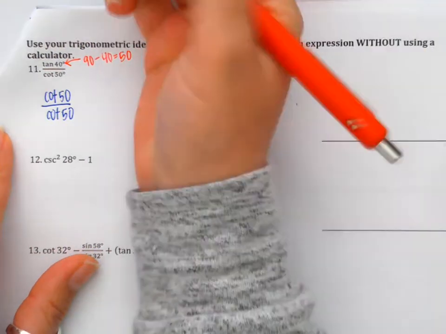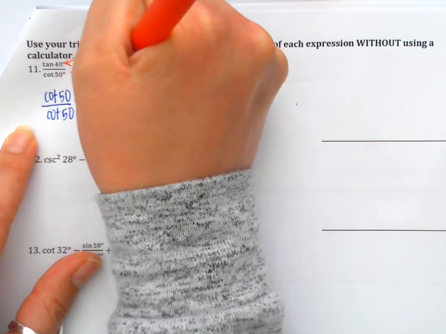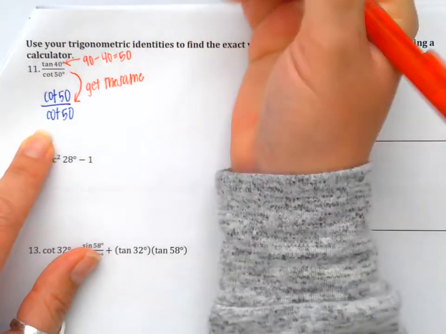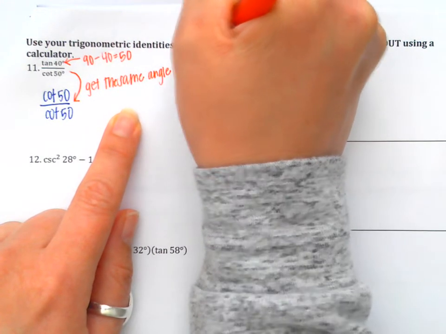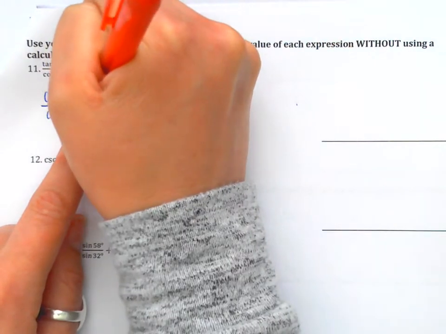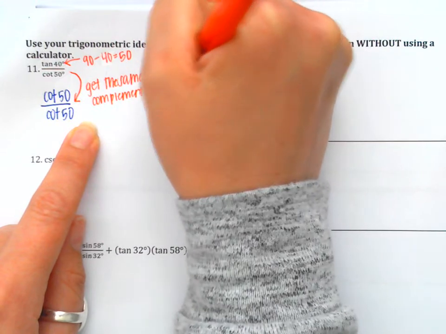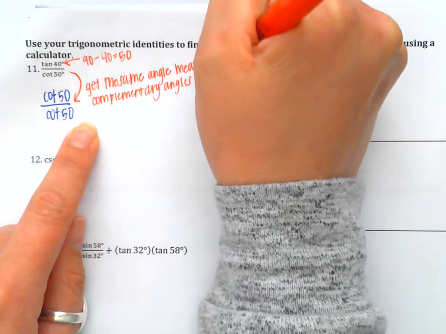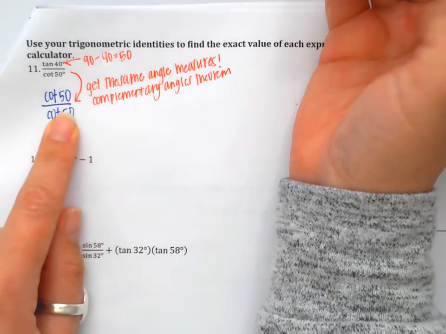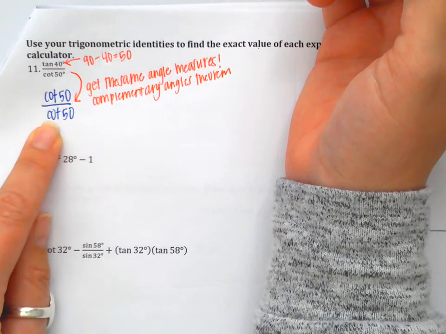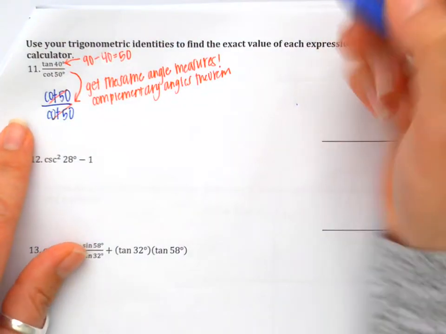So the first thing we always want to do, and that's what I did, is get the same angle measure. If there are angle measures, that should always be your first step. And you're always going to be doing that by using the complementary angles theorem. And so what I did there was now I can basically just simplify. Cotangent 50 over cotangent 50, anything divided by itself gets me 1. And so I'm left with 1.